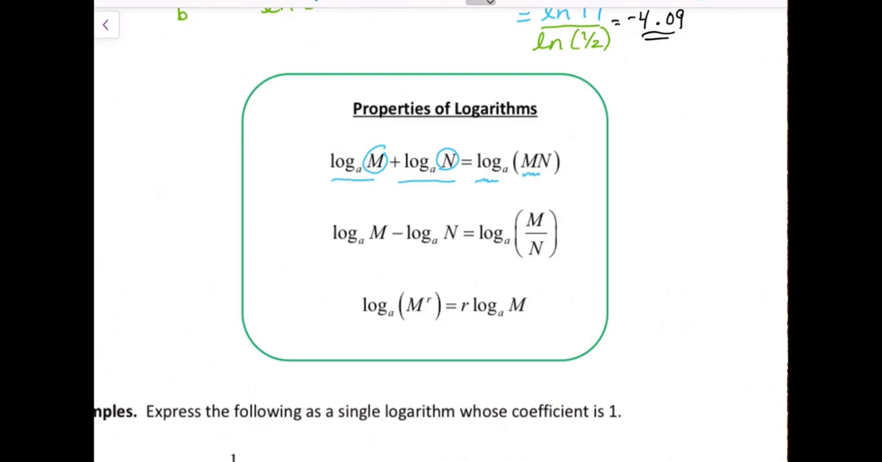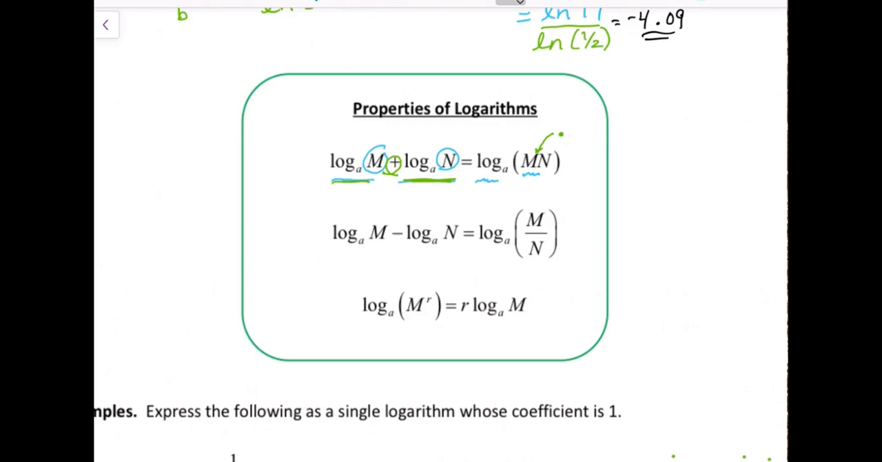Now, if I read this property from right to left, what it's showing me is that I can split apart an argument in a logarithm, add a multiplication symbol by writing it as the sum of two logarithms of the same base. So I mentioned that this is similar to exponential rules.